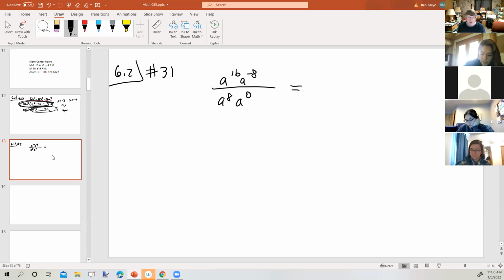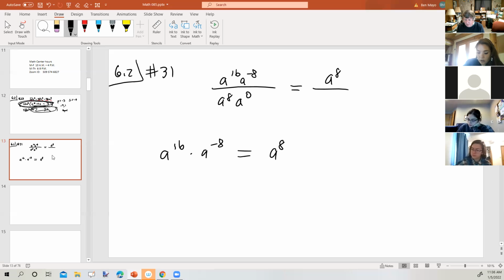All right, so let's focus on the numerator of this fraction. A to the 16th times a to the negative 8th. And the rules are back in chapter 5. If you want to go back and look them up, I think section 5.2 covers all these properties of exponents. It says if you're multiplying two powers with the same base, you add the exponents. 16 plus negative 8 would be 8. So our numerator is now a to the 8th power.